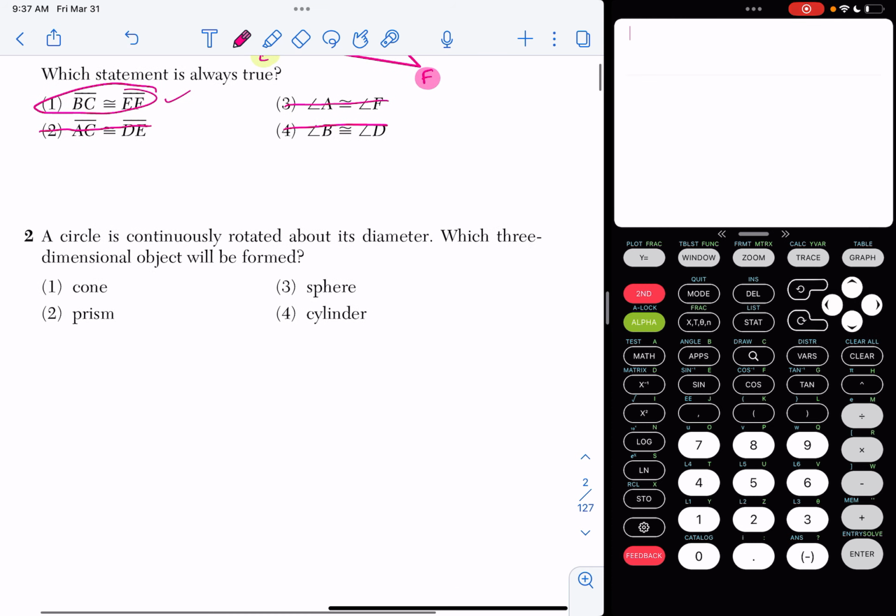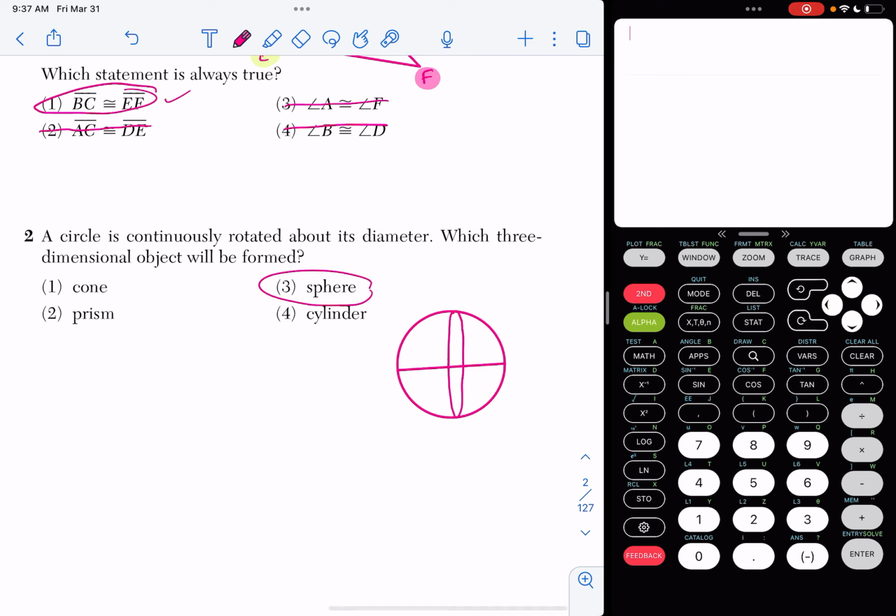Number 2, a circle is continuously rotated about its diameter. Which three-dimensional object will be formed? So let's take a look at what a circle and its diameter looks like. And if we're rotating it about the diameter, it's basically spinning around here in order to form a three-dimensional shape. And when I continue to do that, I'm going to get choice 3, a sphere. Just a note, choice 2 is not ever a possible answer to these questions. A prism does not have any circular bases or faces to it, so it is not possible to create a prism through some sort of rotation.